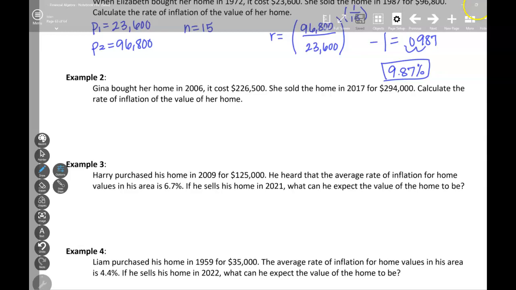All right, example 2. Gina bought her home in 2006. It cost $226,500. She sold the home in 2017 for $294,000. Calculate the rate of inflation of the value of her home. Okay, first, is it going up a lot? I just want you to notice that. Not a ton, but is it at least going up? Yes. Okay.